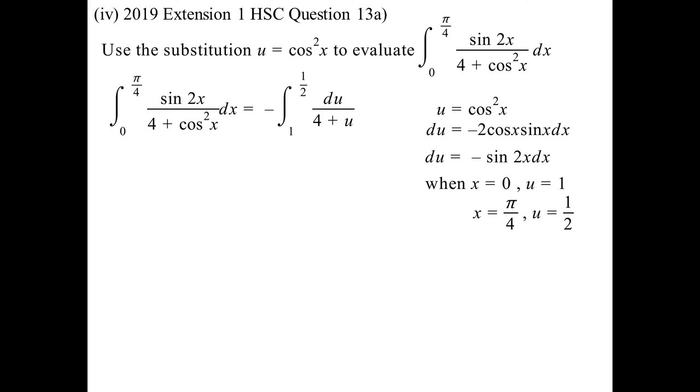It's a log, isn't it? We've got derivative on function. So I get the log of 4 plus u. Again, I've swapped the limits around. It's going from 1 to a half. I didn't worry about the absolute value signs because I know when I substitute in, that's going to be positive anyway. So I get log of 5 minus log of 9 on 2. We get log of 10 on 9 for that one.